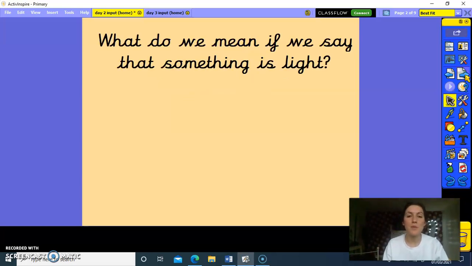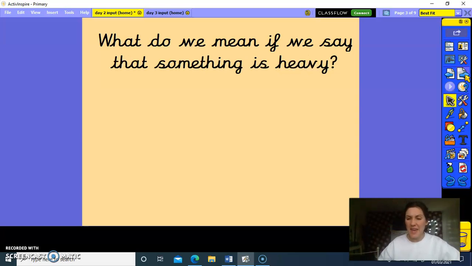What do we mean though if we say something is light? How would it feel? Would you be able to pick it up easily? Would you have to ask your grown-up to help you? Would it hurt your back picking it up if it's light? What do you think? Yeah, light means it's quite easy to pick up, isn't it? It would be like picking up a feather if it's light. It doesn't require a lot of effort. You could maybe use one hand and you wouldn't need any help.